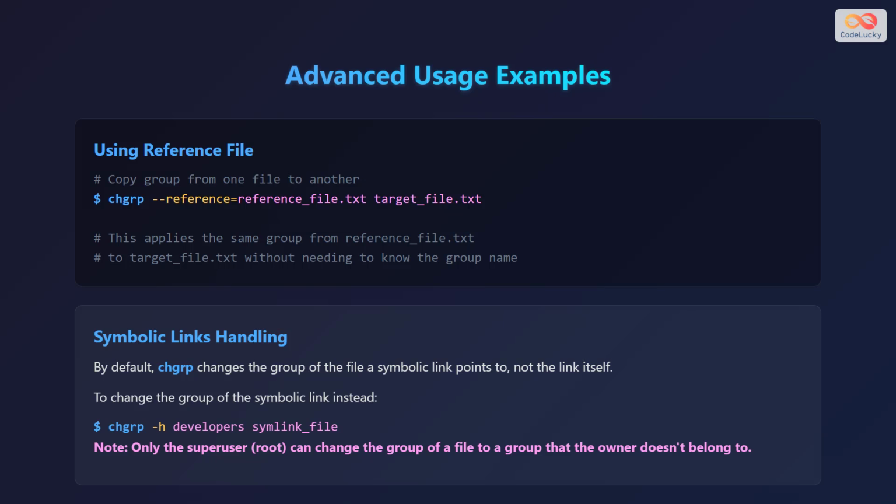By default, the chgrp command changes the group of the file that a symbolic link points to, not the link itself. To change the group of the symbolic link instead, use the -h flag. For example, the command chgrp -h developers symlink_file changes the group of the symbolic link symlink_file to developers. Note that only the superuser or root can change the group of a file to a group that the owner doesn't belong to. This is a security measure to prevent unauthorized changes to file permissions.